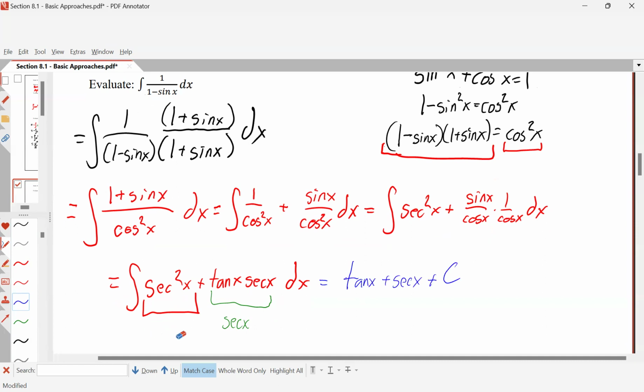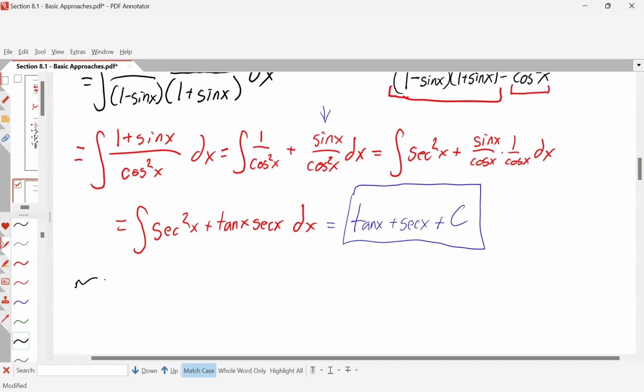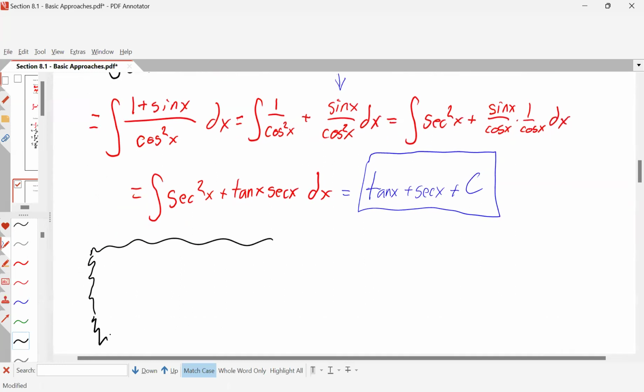Now, if we didn't identify here that sine x over cosine squared x was tangent times secant, we could have also integrated that with a u sub. I'm going to demonstrate that u sub, or how we could find that antiderivative if we didn't recognize it.